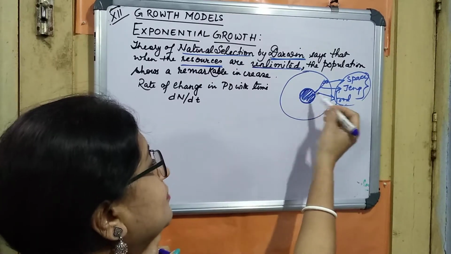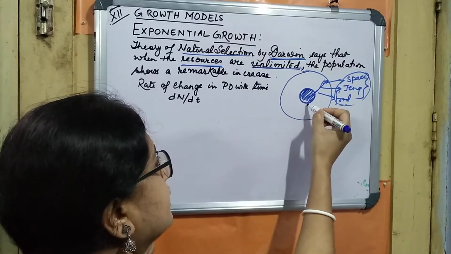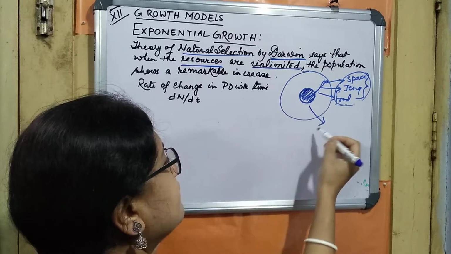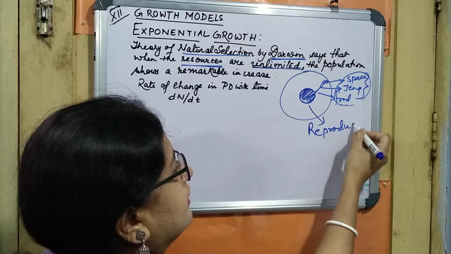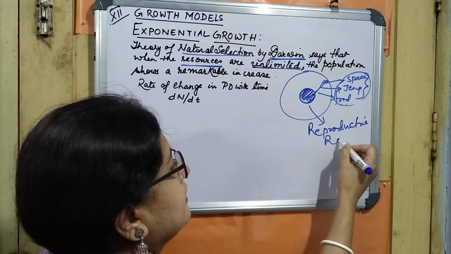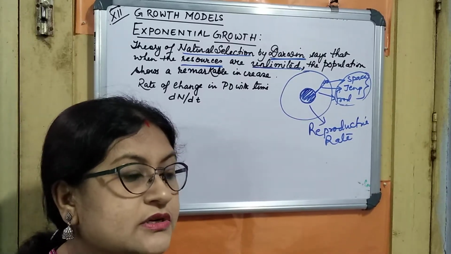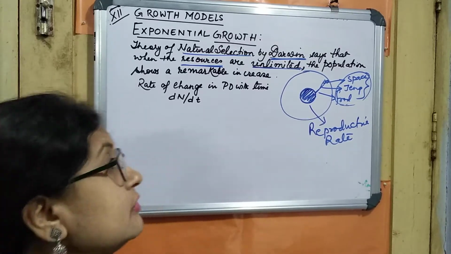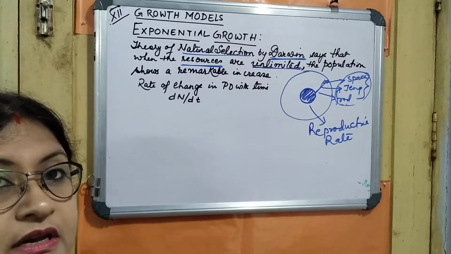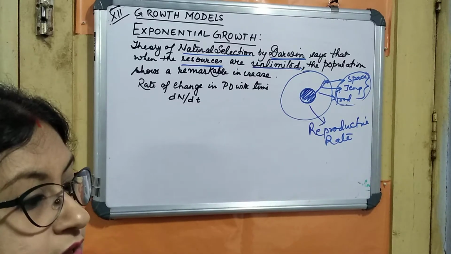So what will happen? Whatever the organisms are, they will keep on reproducing. In this case there will be an increase in population, or we can say the reproductive rate will be increasing. Here the resource is available in an unlimited manner, and because of that we see the habitat is also increasing, right? There is no limitation in the habitat.